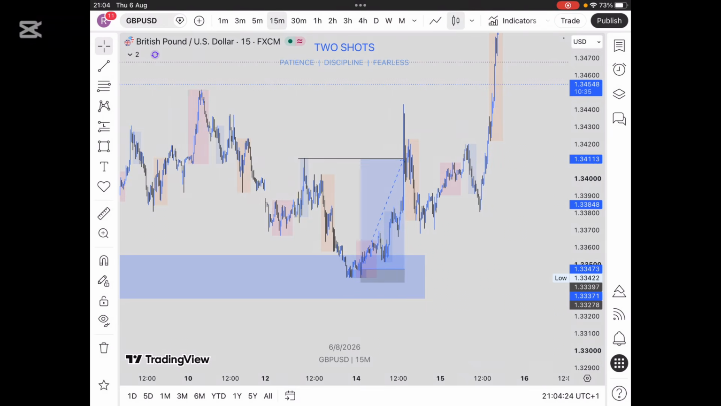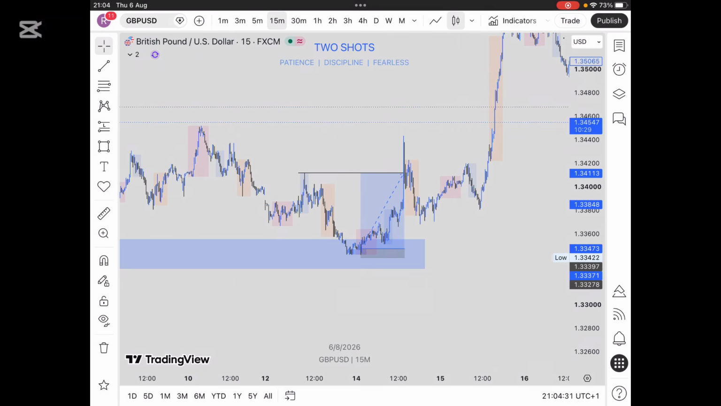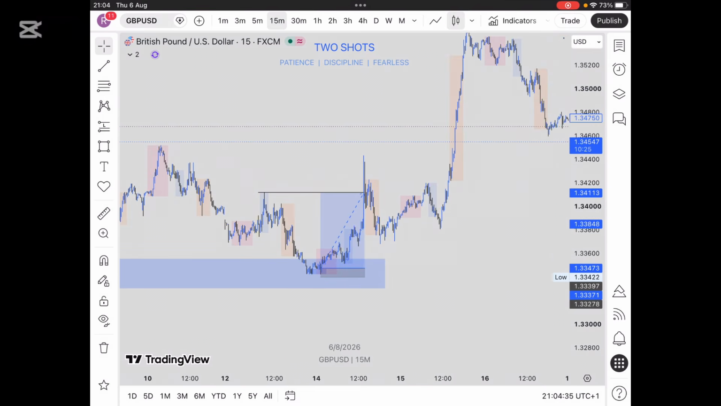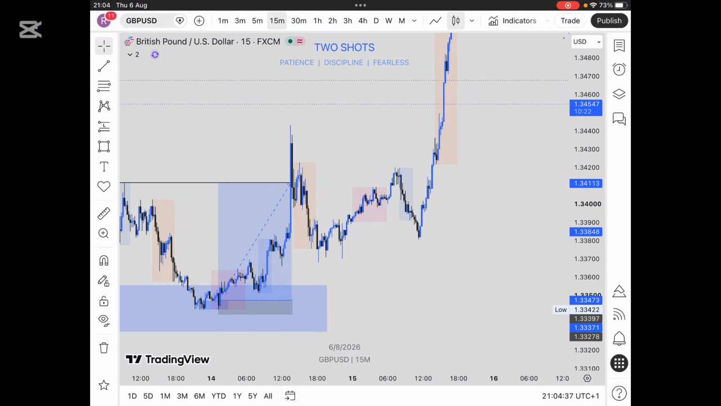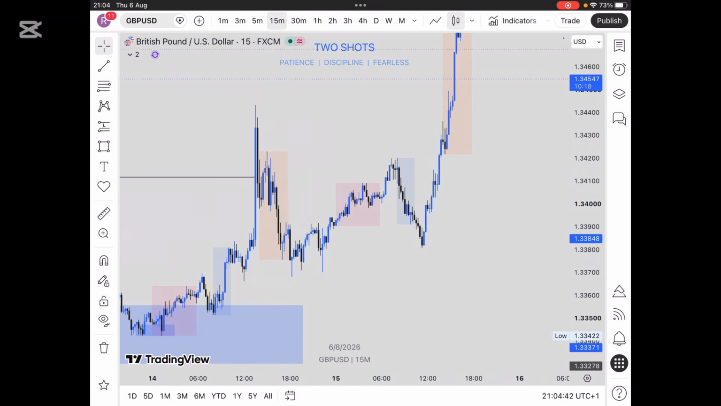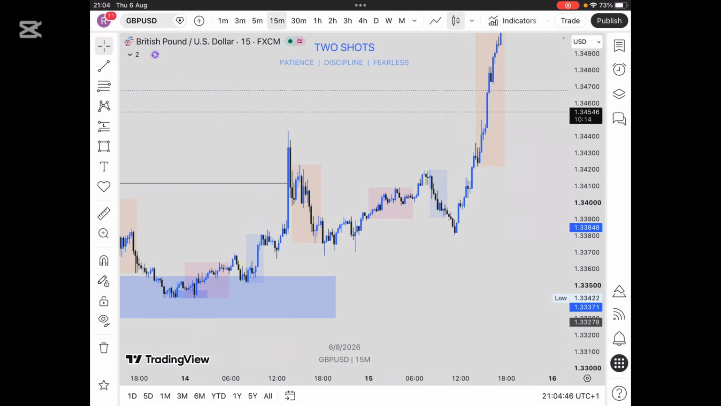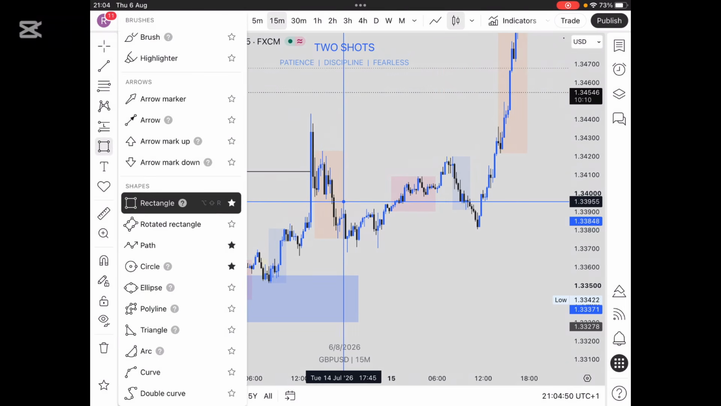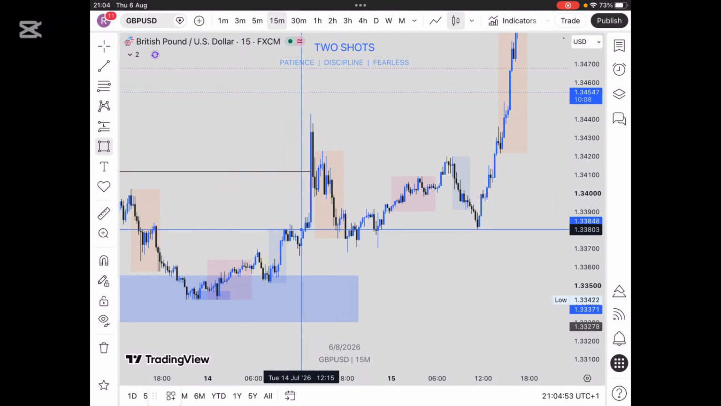So we would have hit TP there, and hitting TP and breaking this place confirms to us that we still want to go higher. So after that we can reposition, maybe look for another entry to continue higher until we take out our 15 minutes original high. So this is an inducement right here. We have an inducement right here.